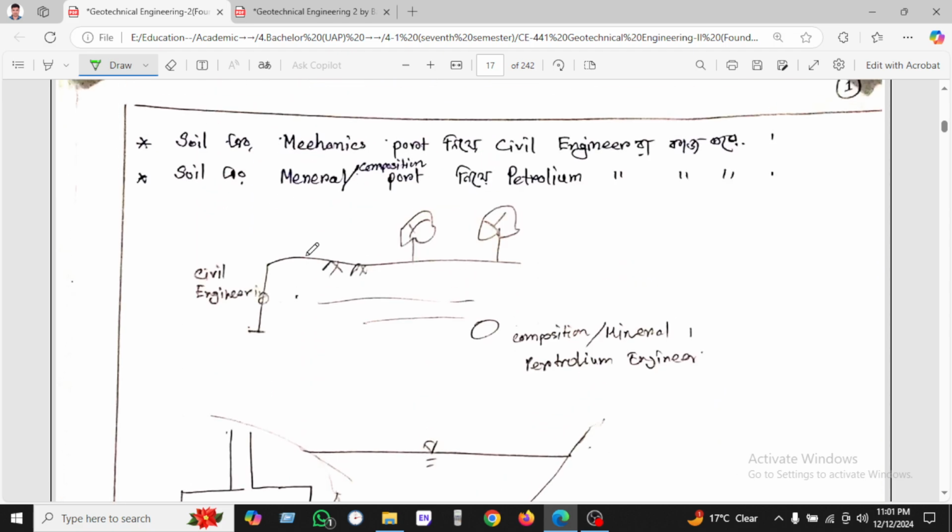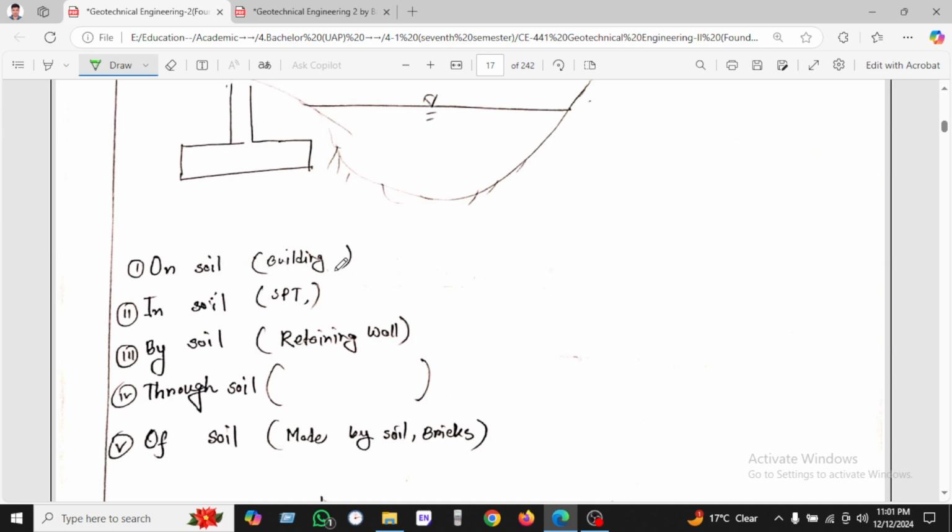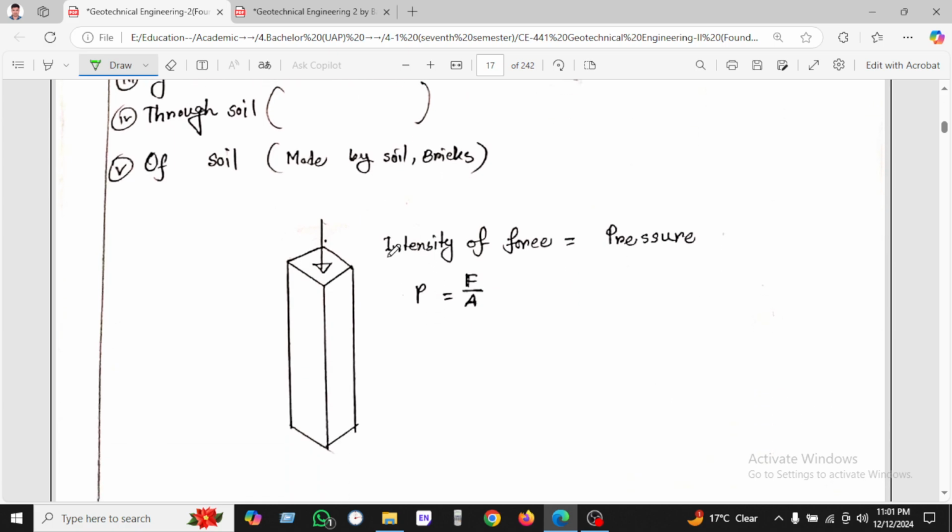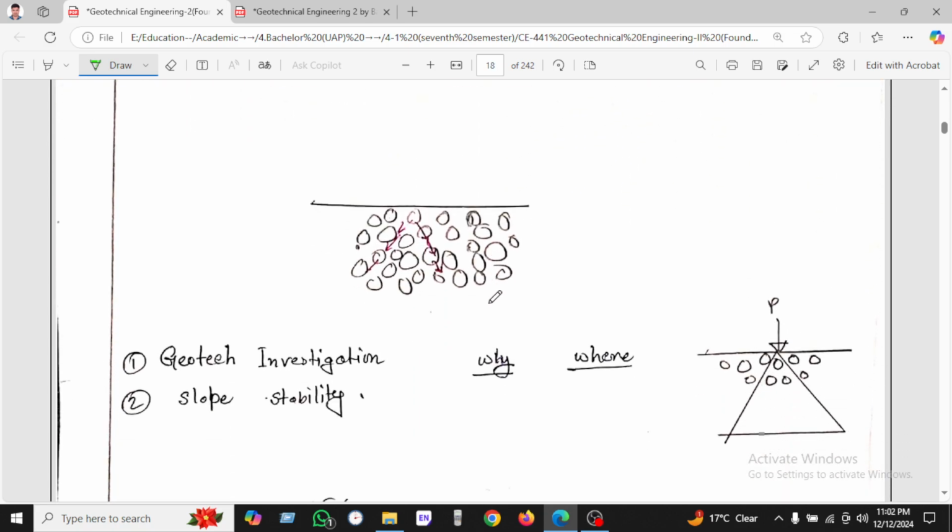The soil is a mechanism part which works in civil engineering. On the other hand, the mineral or composite part works in petroleum engineering. So on soil is building, in soil is SPT, by soil is retaining wall, through soil is unknown, and off soil made by soil bricks. We can see the intensity of force is equal to pressure. So pressure equals force per area, as we know.